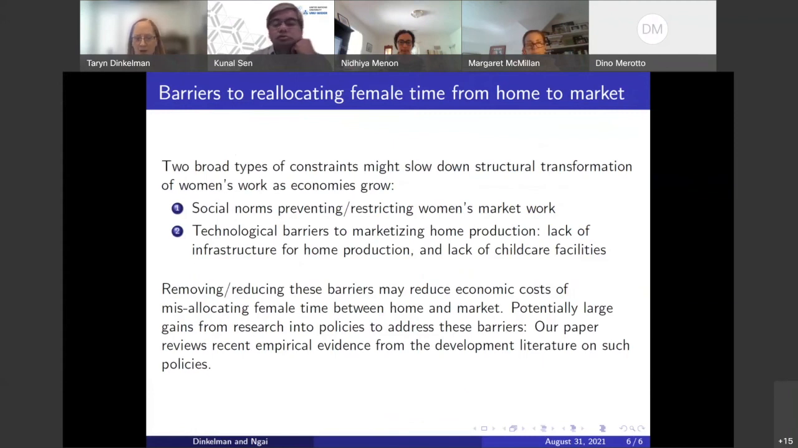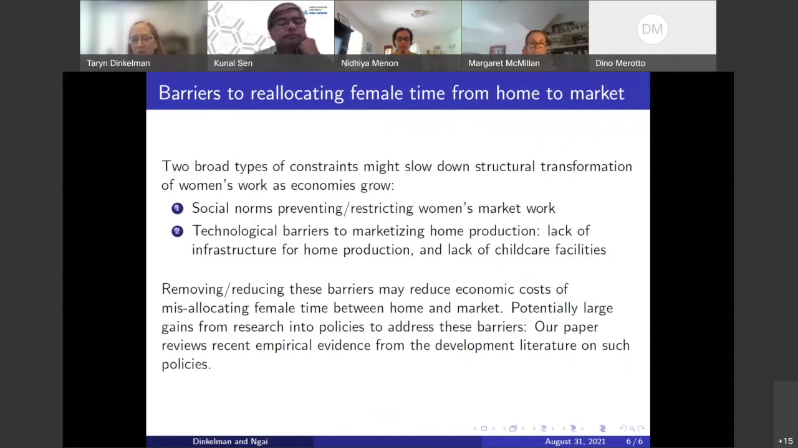So, kind of summing up, what we take away from our description of differences in the extensive margin of work and patterns in the intensive margin of work using the time use survey data is that there are two broad constraints that may slow down the structural transformation of women's work as African economies grow and as they change. On the one hand, there seem to be important social norms and cultural barriers that prevent or restrict women's market work, but these seem to have a very regional dimension to them.